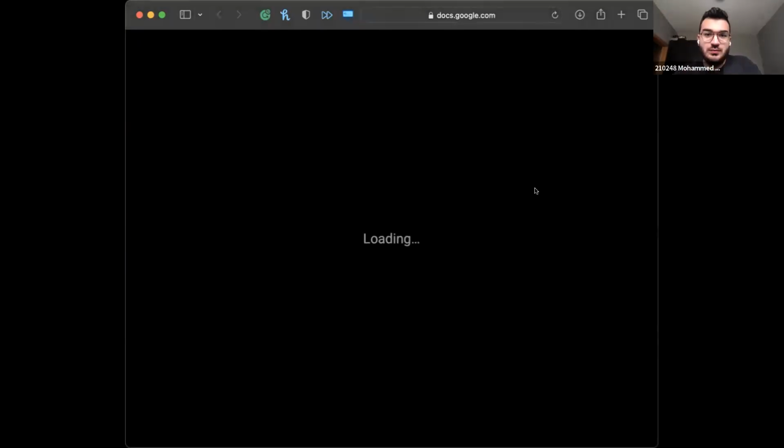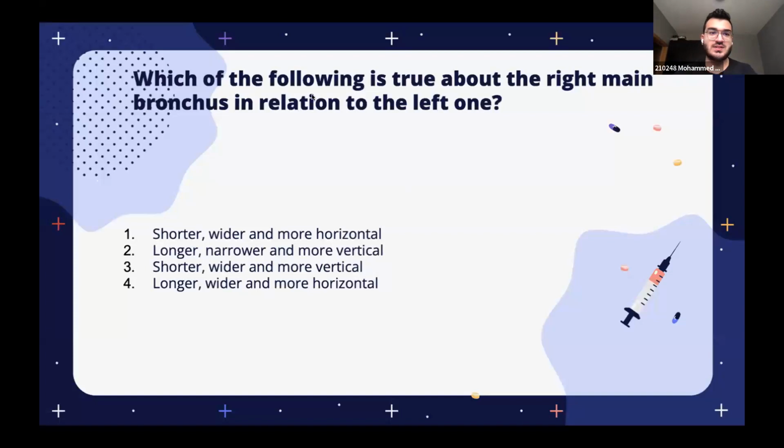Okay. So I'm going to start with the lung anatomy lecture. This is question one. Which of the following is true about the right main bronchus in relation to the left one? You guys can unmute and answer, or you can type it in chat. And if you have any questions at any time, please let me know. I'm seeing a lot of threes. I want everyone to answer.